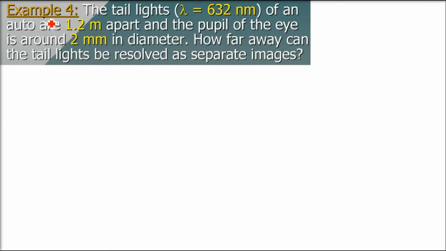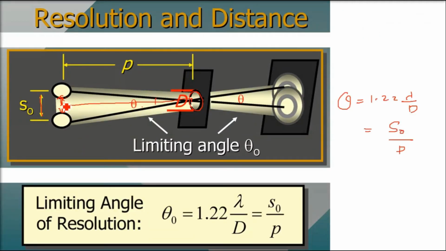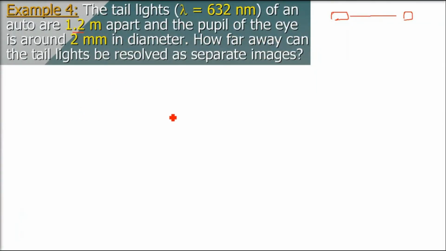The tail lights of an auto, with lambda given as 632 nanometer, are 1.2 meter apart. So we are talking about these two tail lights. The pupil of the eye is around 2 millimeter in diameter. So here the example is of the eye. We have a lens in our eye. How far away can the tail lights be resolved as separate images? 2 millimeter is the diameter of the pupil of the eye.